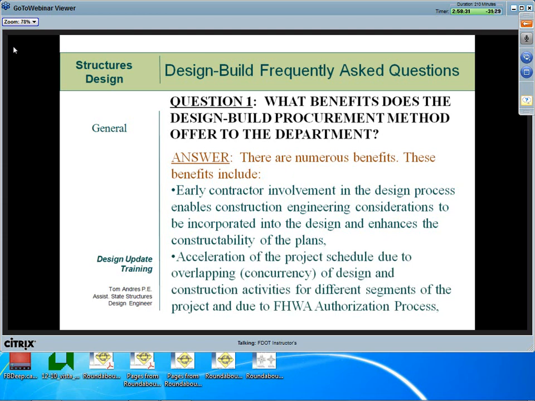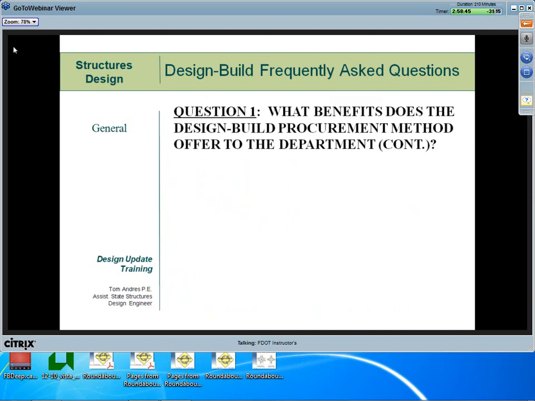Design build also accelerates the project schedule due to overlapping the design and construction activities, but there is also an acceleration in project schedule due to the FHWA authorization process. Other benefits. In general, design-build procurement offers greater flexibility in project financing methods. In fact, most of our P3 jobs utilize design-build procurement method, but not all.